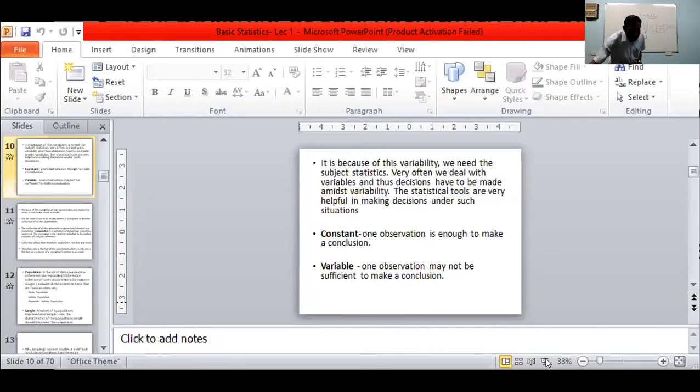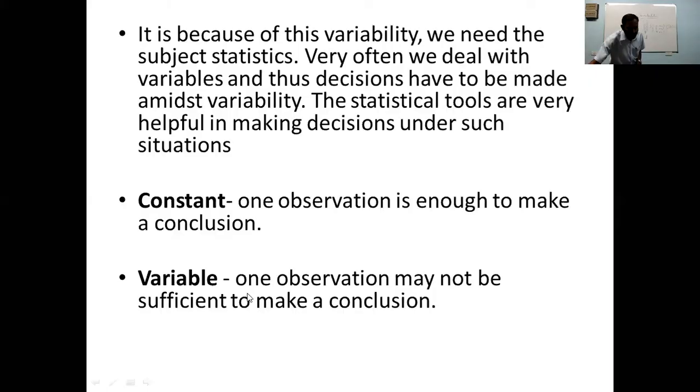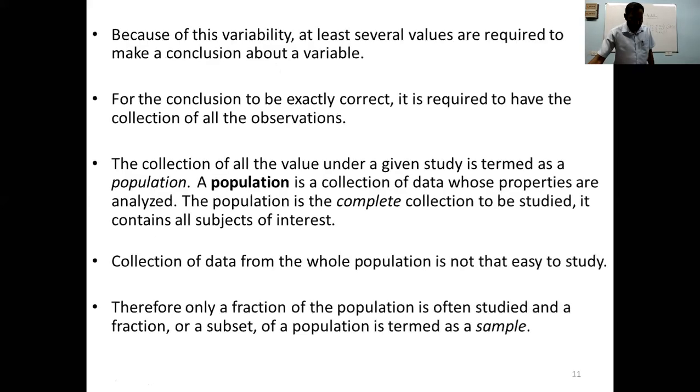All right, fine. So that is why, as I pointed out, you need statistics. The observations of a variable take different values. Therefore, one observation may not be good enough to make any conclusion, so we need more than one observation for any statistical conclusion to be drawn. We saw this slide very quickly last week. Because of this variability, at least several values are required to make a conclusion about a variable. For the conclusion to be correct, it is required to have proper data collection.